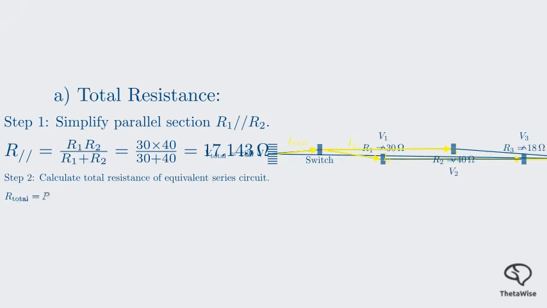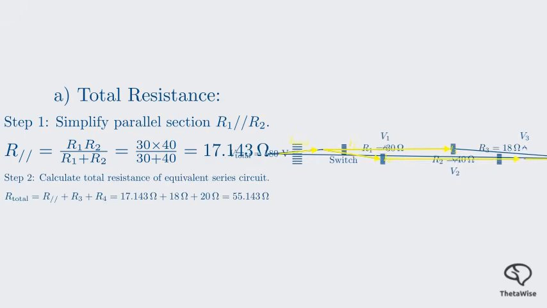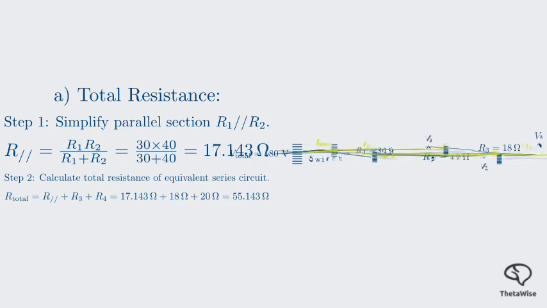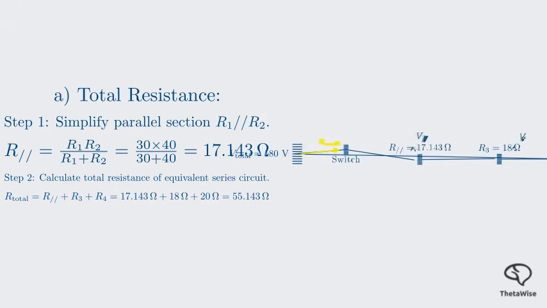Now our circuit is just a simple series circuit. The total resistance is the sum of R parallel, R3, and R4. Adding these up, we get a total resistance of 55.143 ohms. This is the equivalent resistance of the entire circuit. Now that we have the total resistance for our series parallel circuit, let's find all the currents and voltages. This is where we need to work our way back through the circuit. We've already found the total resistance.